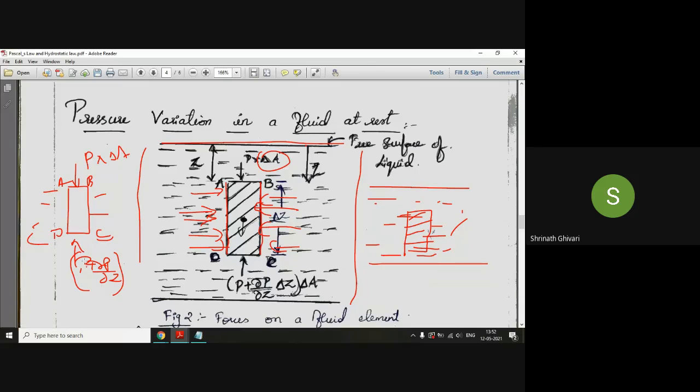So, here I have written P as it is, but here I have written P plus dou P by dou Z. Why dou P by dou Z? Because pressure has increased because of the height, the height from the free surface. Therefore it will be acting in the opposite direction into delta Z, that is the height of the fluid element, into the area. So this is the pressure force which is acting from the bottom. This is the pressure force which is acting from the top.